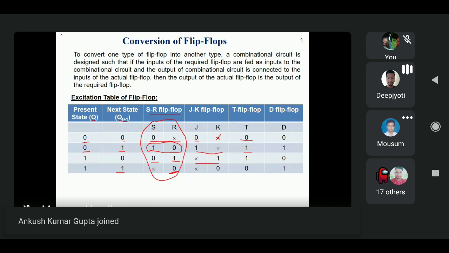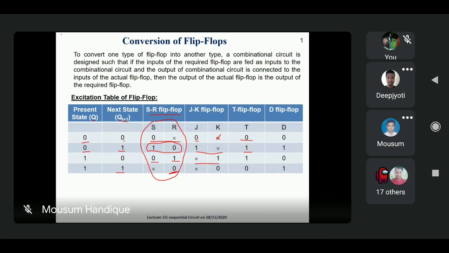Sir, can you repeat, sir, there is lag. When Q is equal to 0, and Q(t+1), that means the next state, is 0, what is the value? What are the values of S and R? 0 0. Yes, correct. And after that, are there any other sequences?